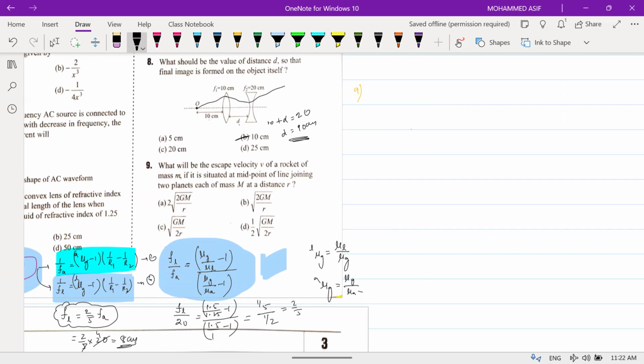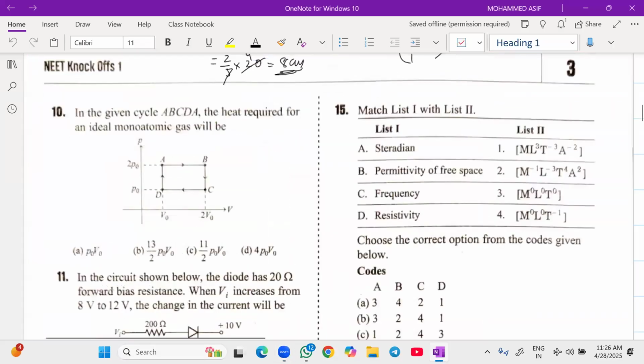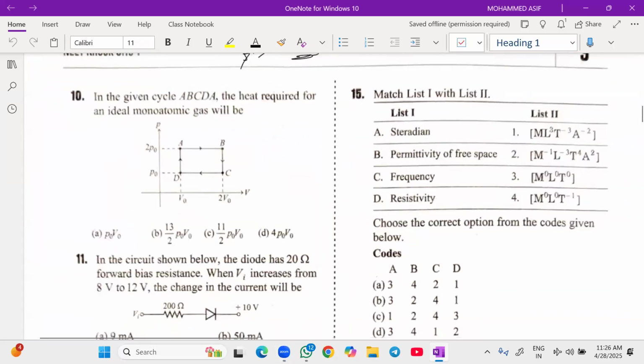P into delta V. Sir, your screen is paused, sir. Screen is paused. Now, no, fine, sir. Okay, check.